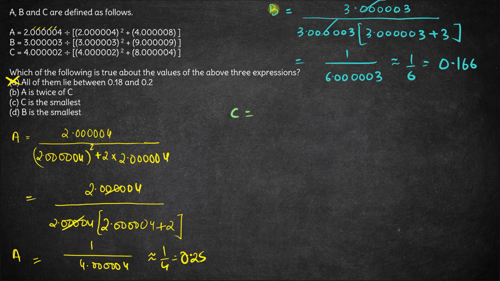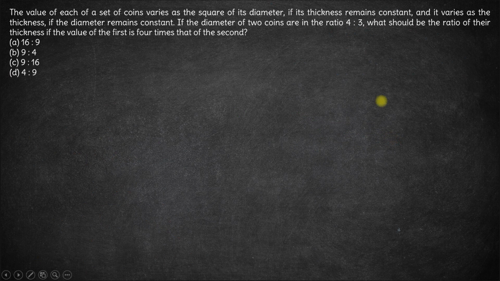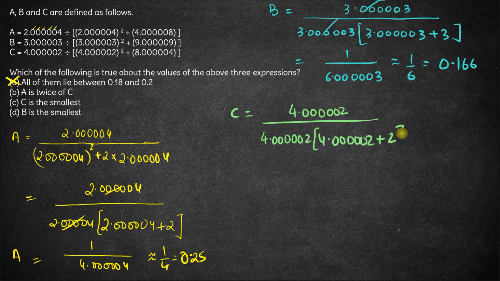Just as we simplified A and B, C will effectively be simplified to 4.000002 divided by, we can take 4.000002 common from the denominator and we'll have 4.000002, 8 point, this whole thing is twice of this whole thing, right? So we'll have a 2 remaining here. So this gets cancelled out.